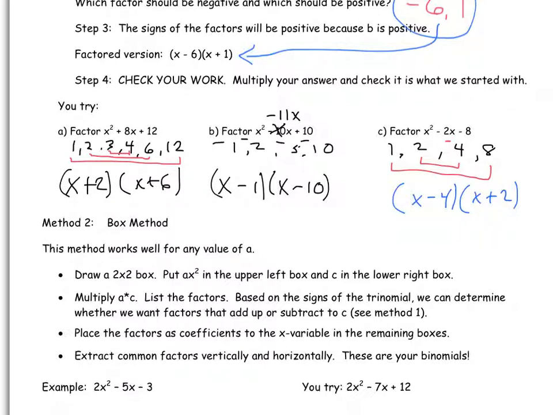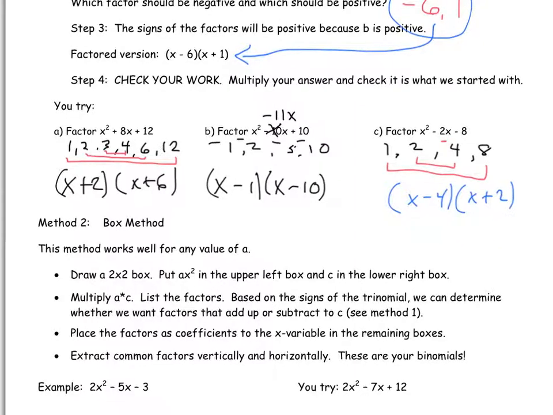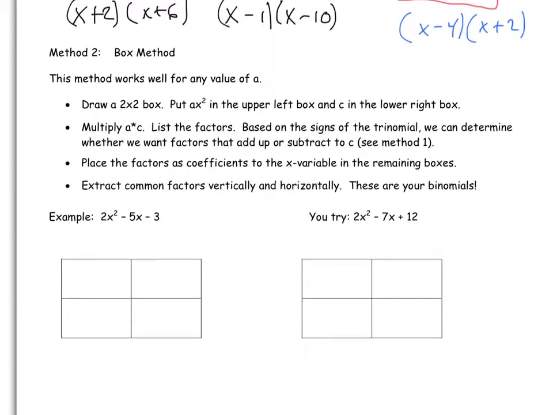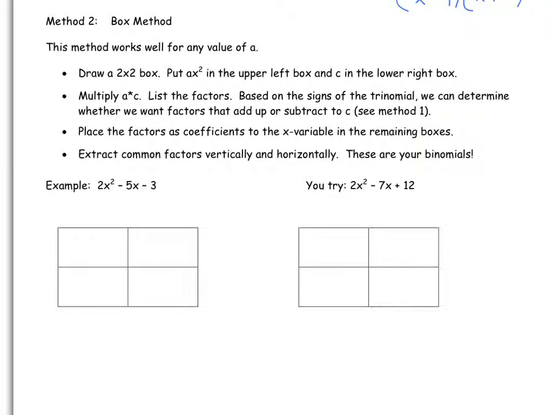Okay. So that's just the way that you could do this by knowing what we were doing on the board yesterday. What multiplies to the end adds to the middle. Put those numbers in the parentheses. The second method here is called the box method. Just another way to organize your work here.